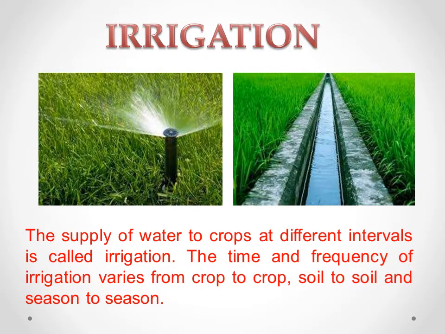So what is irrigation? The supply of water to the crops at different intervals is called irrigation. The time and the frequency of irrigation varies from crop to crop, from soil to soil, and from season to season.